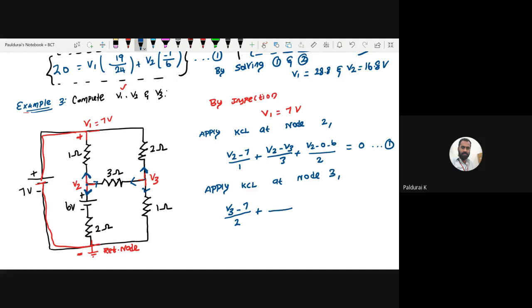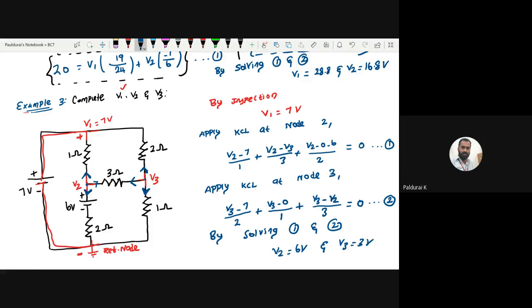Then V3 minus 0 by 1. You are telling this current. Okay. So the remaining current, plus V3 minus V2 by 3. Yeah, thank you. Equals 0. Right? Please take solving equation number 1 and 2 as homework. By solving equation number 1 and 2, you will get V2 equal to 6 volt and V3 equal to 3 volt. Please verify by yourself.